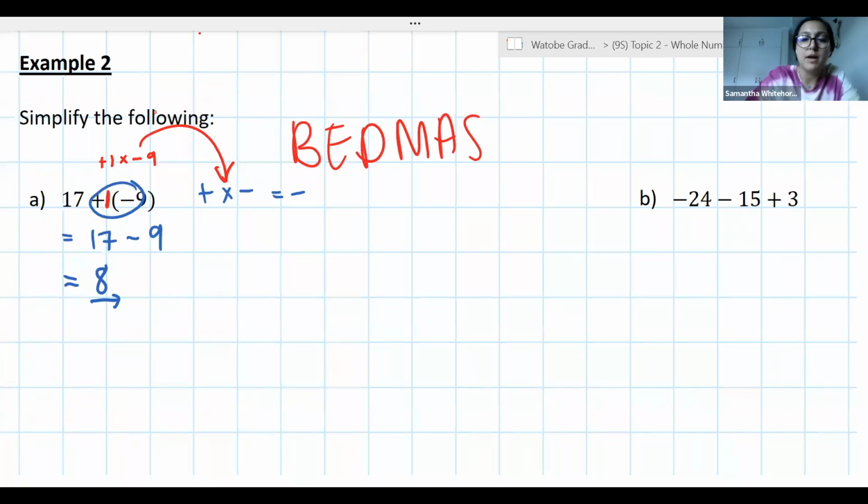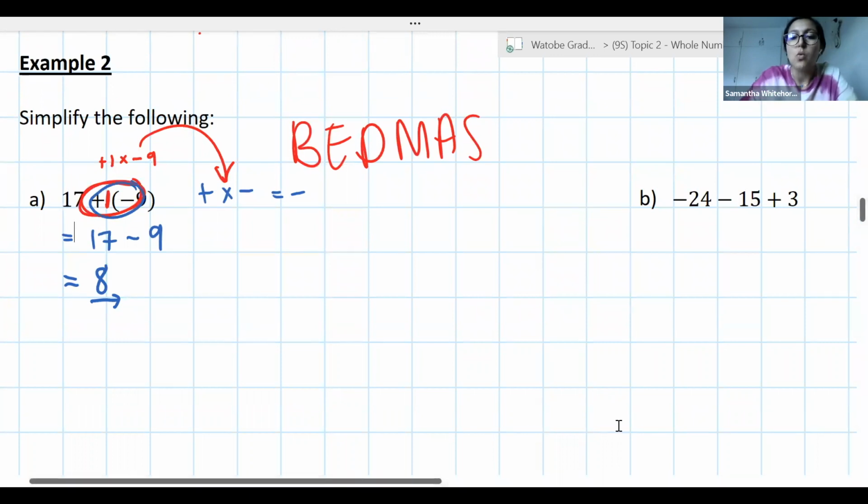We need to remember that whenever we have a plus and a minus right next to each other, we are working with a negative. Okay, very nicely done. Papedi, do you want to try B for us?